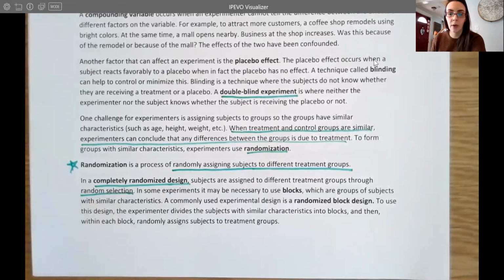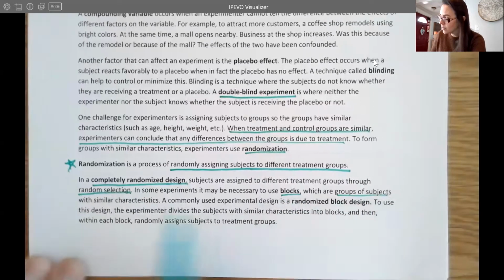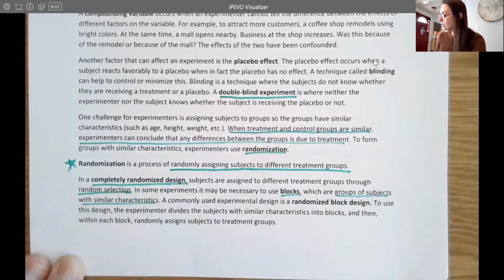So if I have 100 people who are going to be part of this experiment, I'm going to put 50 in one group, 50 in the other group. I'm just going to pick names out of a hat. All right, 50, here are you 50, here are you 50. Okay, so it's just kind of totally random. That doesn't always work for every experiment though. So in some experiments, it may be necessary to use blocks, which are groups of subjects with similar characteristics.